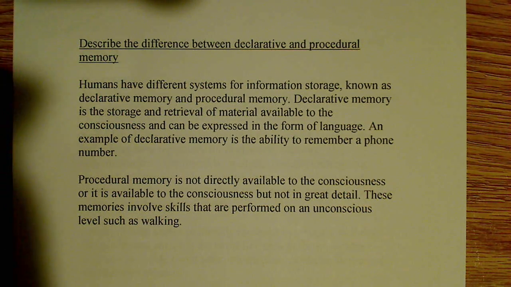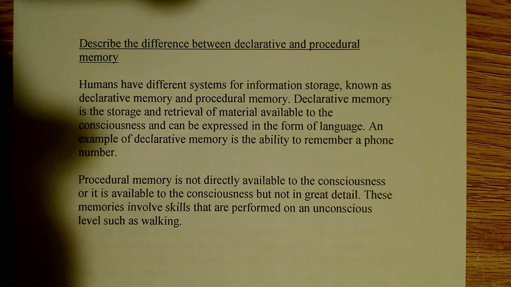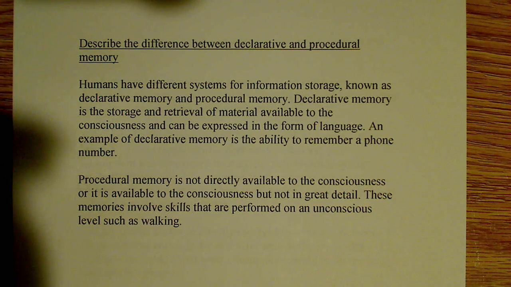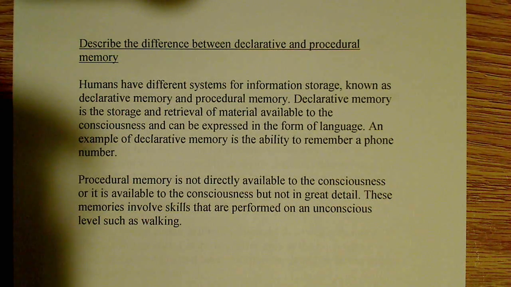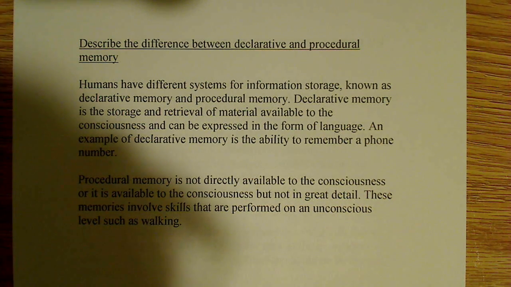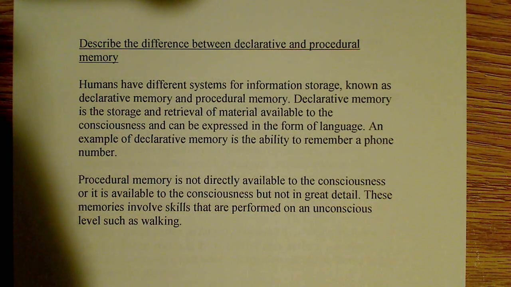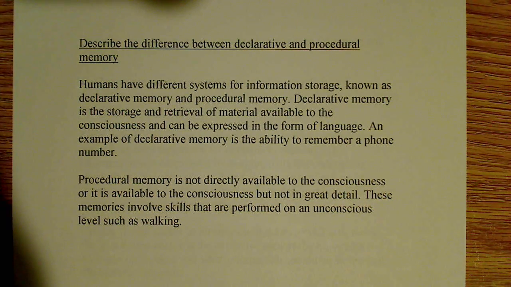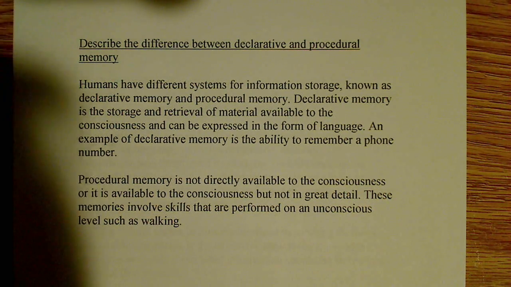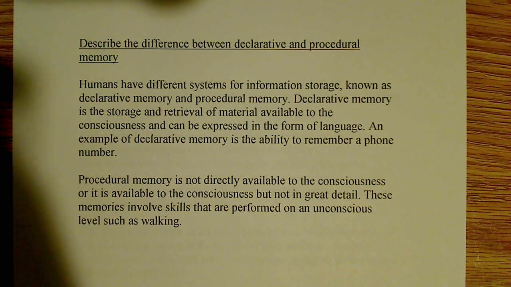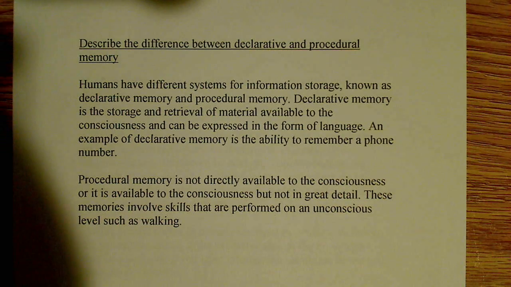So the second part is called procedural memory, and procedural memory is not directly available to the consciousness, or it's available to the consciousness, but not in great detail. Okay, so it's kind of like the stuff you know subconsciously. Okay, you're not really thinking about it per se directly. It's not the kind of stuff you can store and retrieve, but you know the information. And these memories involve skills, okay? So these are skills that are performed on the unconscious level, such as walking.